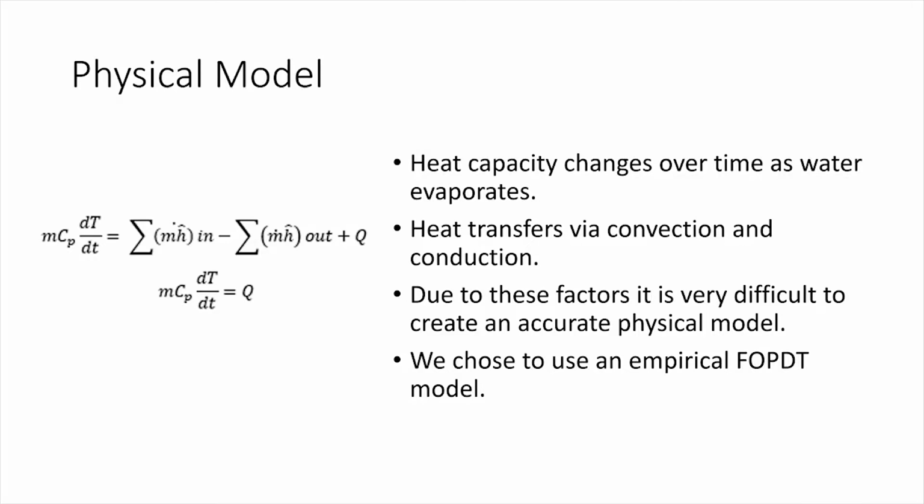So we chose to use an empirical FOPDT model because as we were looking at the physical model for this system, we realized that heat capacity changes over time, as well as while water evaporates, and we have our heat transfer via convection and conduction. There were a lot of factors that made it really difficult for us to accurately create a physical model for the system. So instead, we chose to follow an FOPDT model.